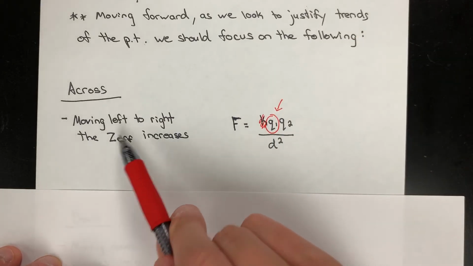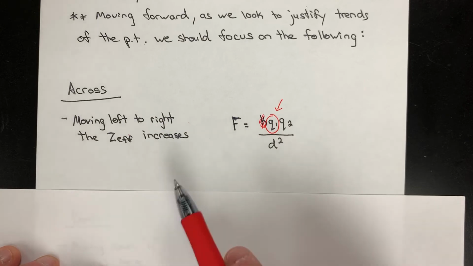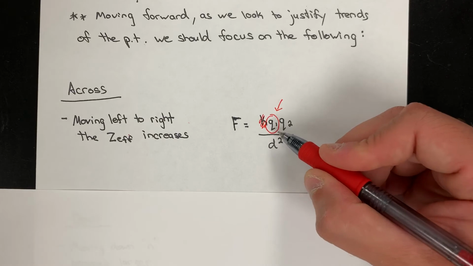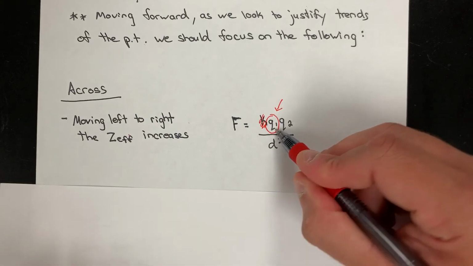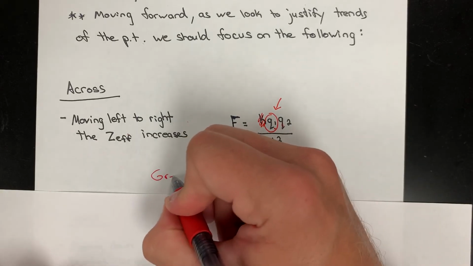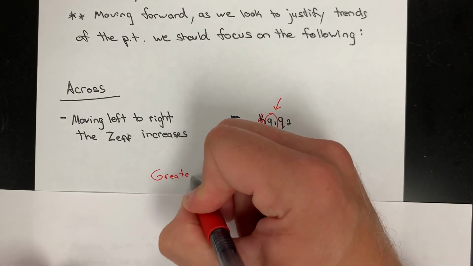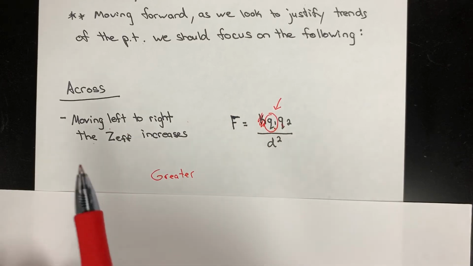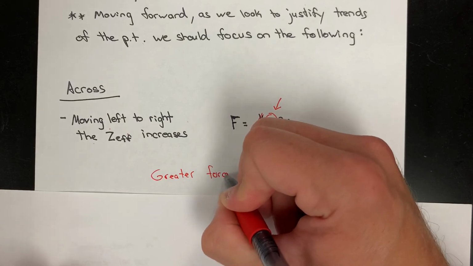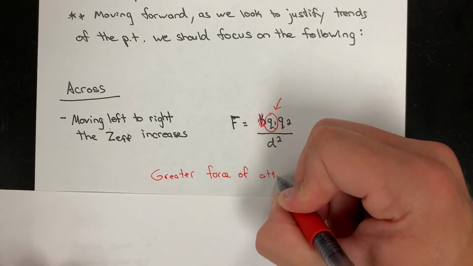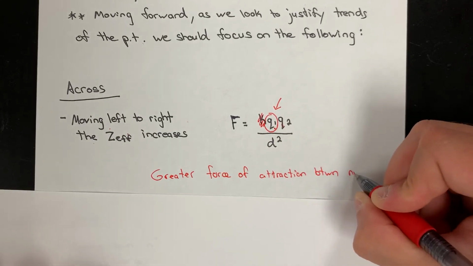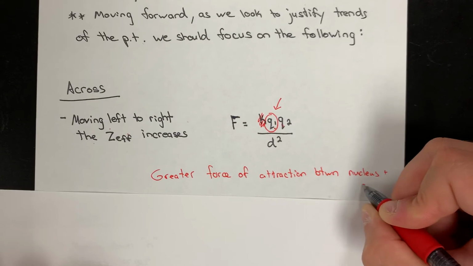So as we move left to right on the periodic table, our effective nuclear charge increases. The magnitude, the literal value of Q1 is increasing. And if we have an increase in this value, we're going to have an increase in our numerator, which again results in a larger Coulombic attractive force. So as we move left to right, the effective nuclear charge increases, and subsequently, there is a greater force of attraction, we'll say between the nucleus and the electrons.